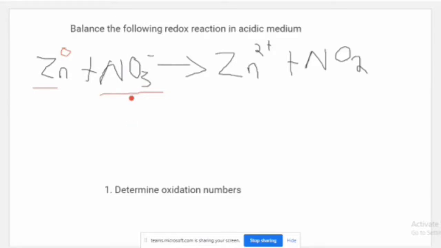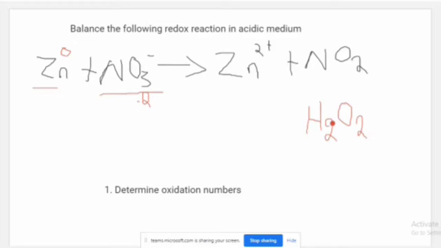Now, when it comes to oxygen, the oxidation number of oxygen is always known. So you don't need to calculate the oxidation number of oxygen. Oxygen always has an oxidation number of -2, except for peroxides. A peroxide is something which looks like this. So this is an example of a peroxide.